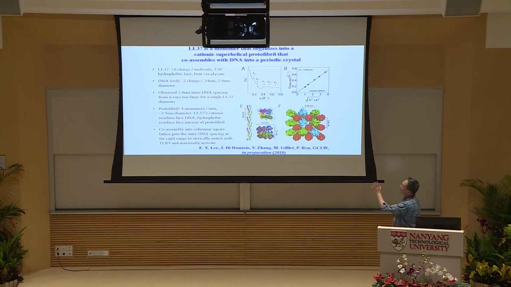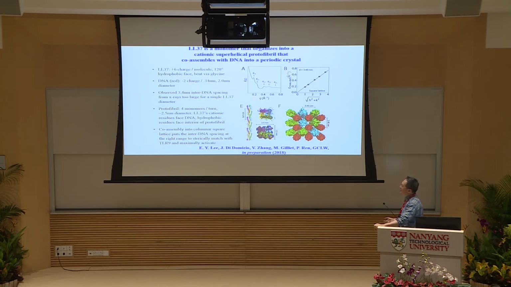So if you look closely, LL37 has a +6 charge. If you look at it on the helical wheel, kind of endwise, you'll see that the hydrophobic face, subtended angle, is about 120 degrees. It's got a little bit of a bend via a glycine. If you look at DNA, everybody in this room knows that DNA has -2 charges every 0.34 nanometers, and it's about 2 nanometers in diameter. But you have a puzzle. The inter-DNA spacing that we get from small angle synchrotron X-ray scattering is way too big for a single LL37 molecule to bridge.